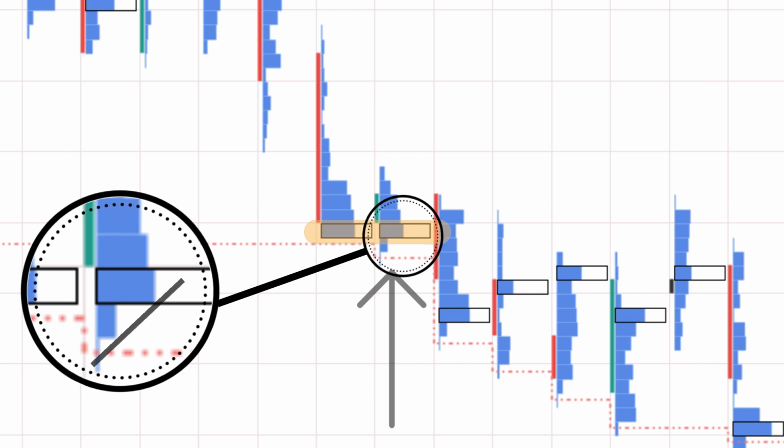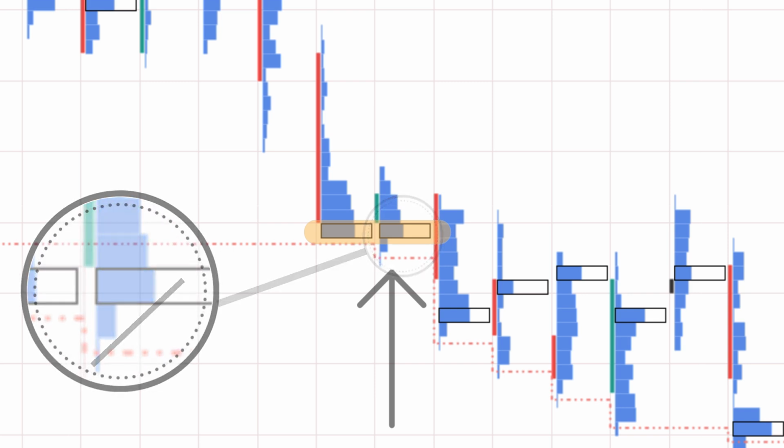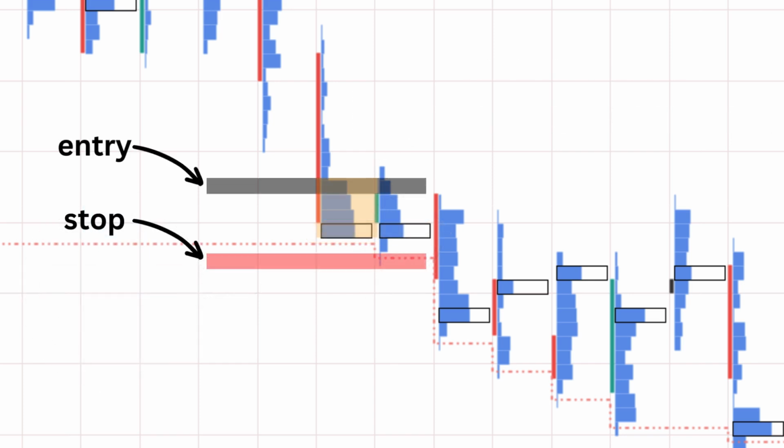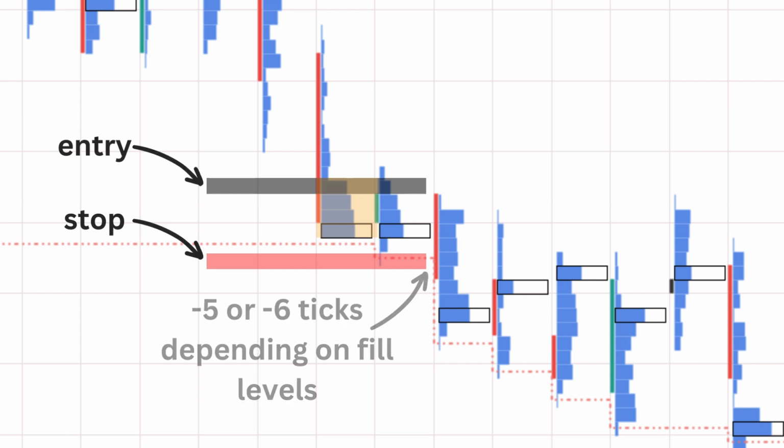And finally, we closed above the 2 points of controls, although not fully above the volume here. But if only being able to look at this volume chart, I would have most likely taken a long trade based on these three factors. Our stop would have been below the low of day, so we would have realized a loss on this position of roughly 5 to 6 ticks.